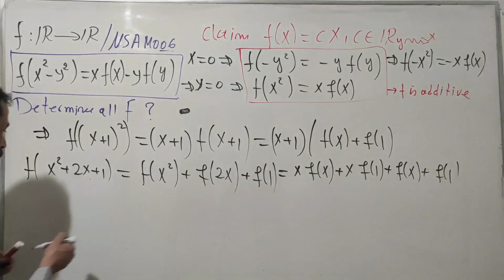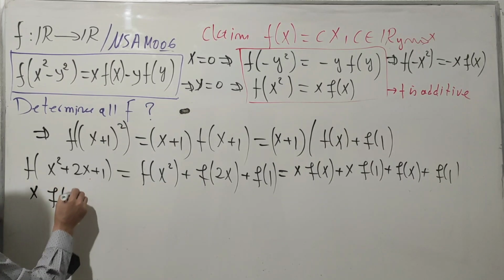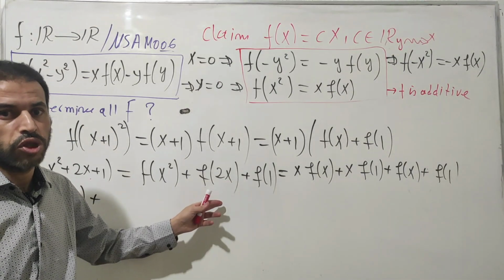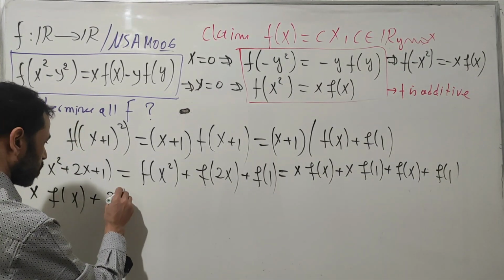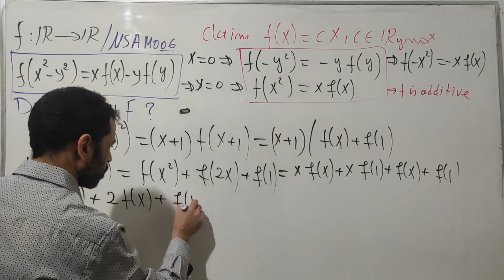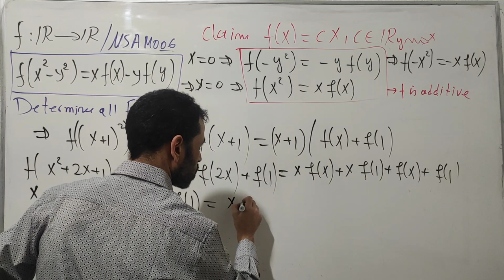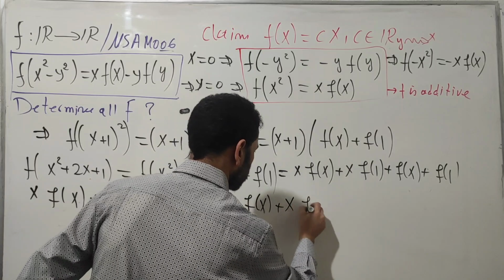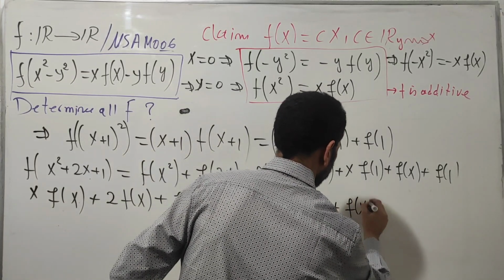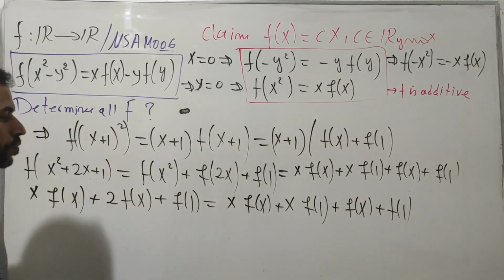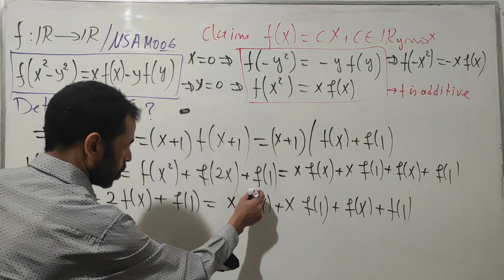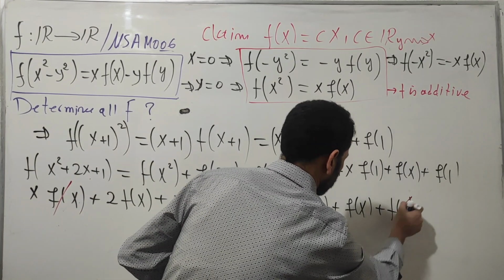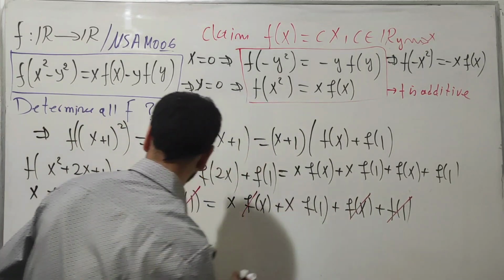I'm going to replace it. So we get x multiplied by f of x. Also, this one is the same as f of x plus f of x, which is 2 times f of x, plus 2 times f of x plus f of 1, which equals x f of x plus x multiplied by f of 1 plus f of x plus f of 1. We will have a lot of cancellations here. This one will be cancelled out with this one, and this one will be cancelled out with this one, and also this one will be cancelled out down to the 1.